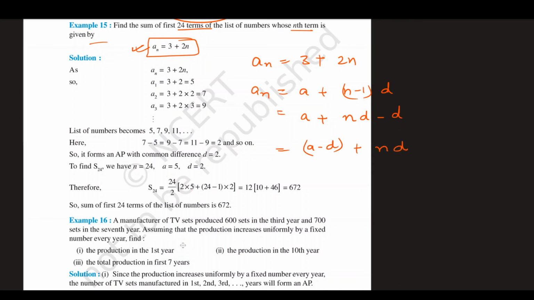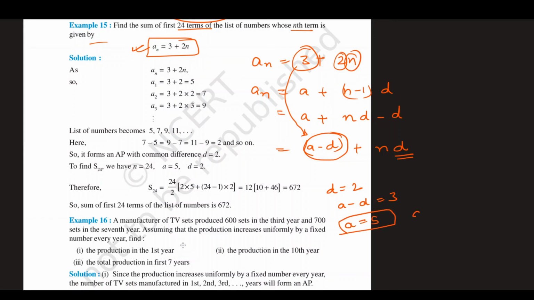Now just compare this 3 with a minus d, and the coefficient of n, which is 2 here, is d here. So d is equal to 2 and a minus d is 3. Put d is equal to 2 here and we get a is equal to 5. So a is equal to 5 and d is equal to 2. Now just apply the formula of sum.